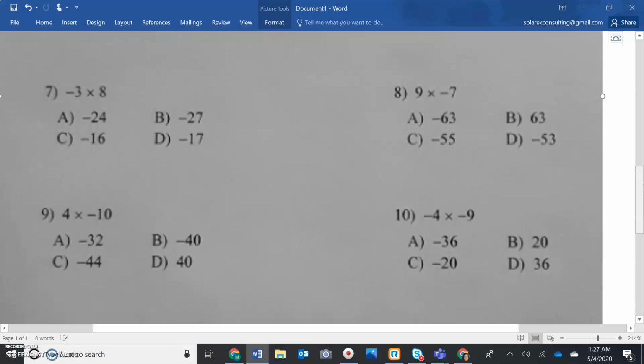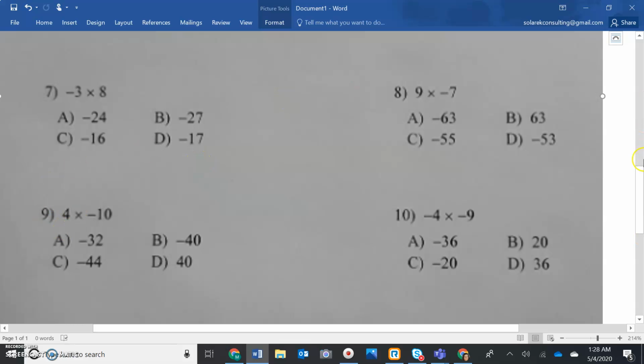Okay, let's look at 7. Go to number 7. Negative times positive is a negative. 3 times 8. These are all negatives, but which one of them is 3 times 8? Let's look at number 8. Positive times negative is negative. So it could be this one, or this one. It has to be one of these ones with a negative. What's 9 times 7? Okay, let's go to number 9.